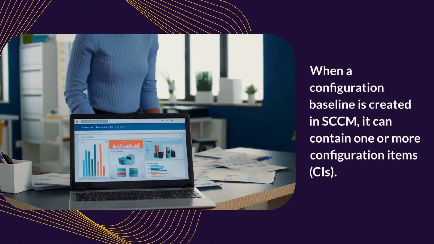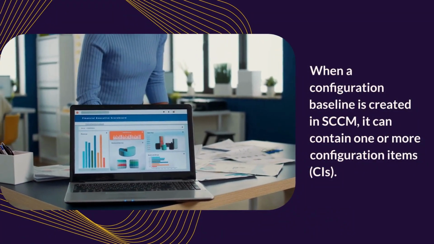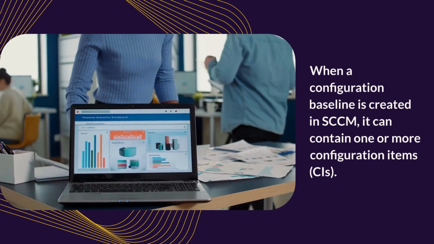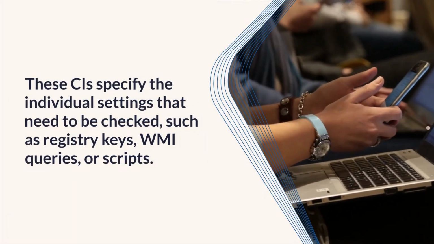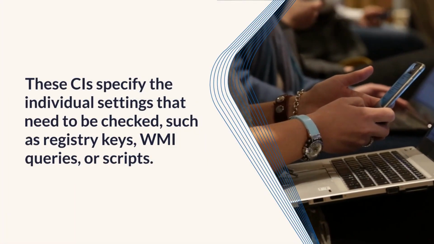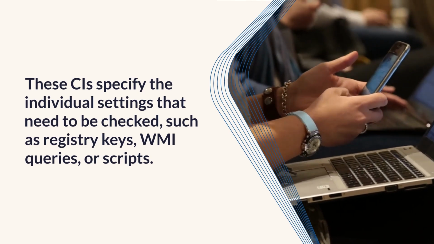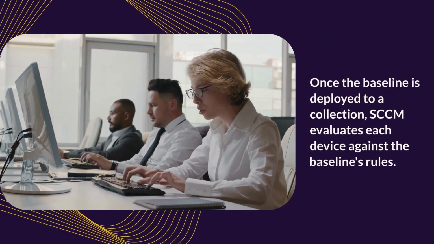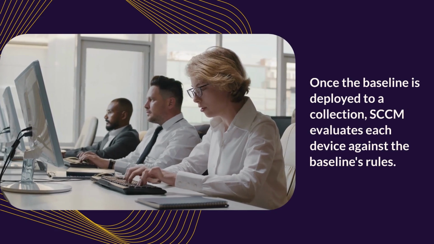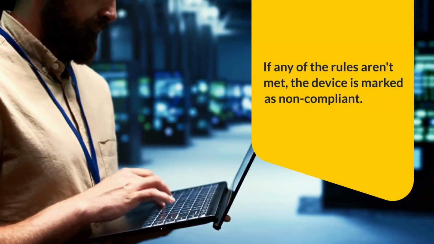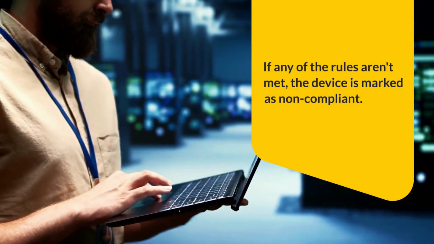When a configuration baseline is created in SCCM, it can contain one or more configuration items, or CIs. These CIs specify the individual settings that need to be checked, such as registry keys, WMI queries, or scripts. Once the baseline is deployed to a collection, SCCM evaluates each device against the baseline's rules. If any of the rules aren't met, the device is marked as non-compliant.